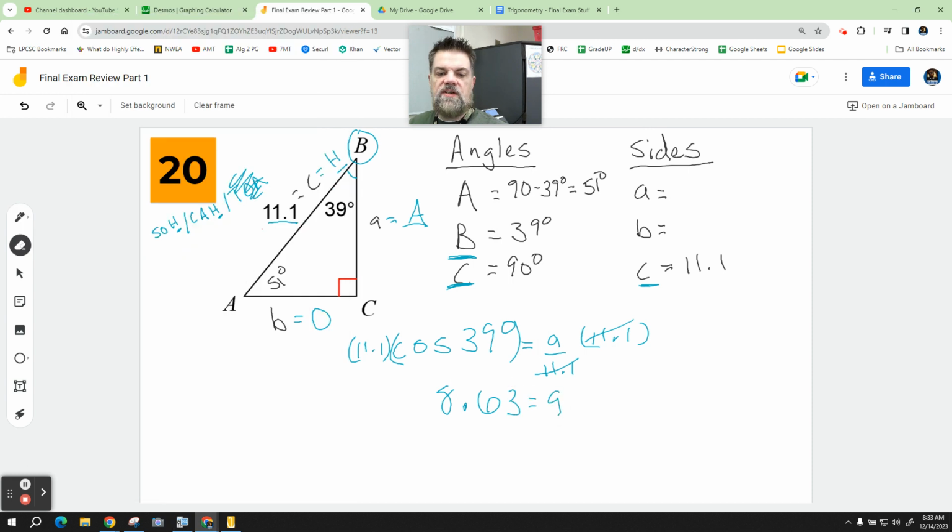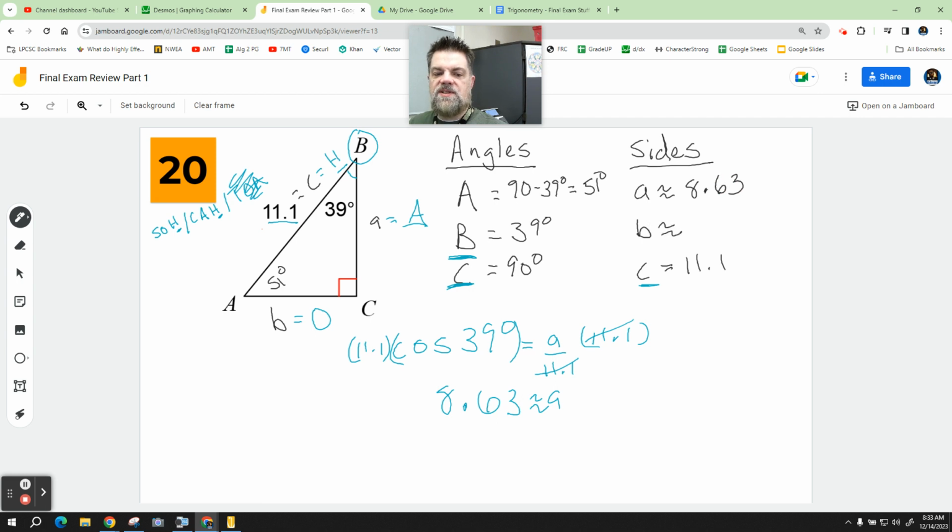Oh, and I shouldn't use an equal sign because I rounded, right? So I should say approximately. And same thing up here. These are going to be approximate values because I'm probably going to have some crazy decimals. So this thing right here is going to be approximately 8.63.